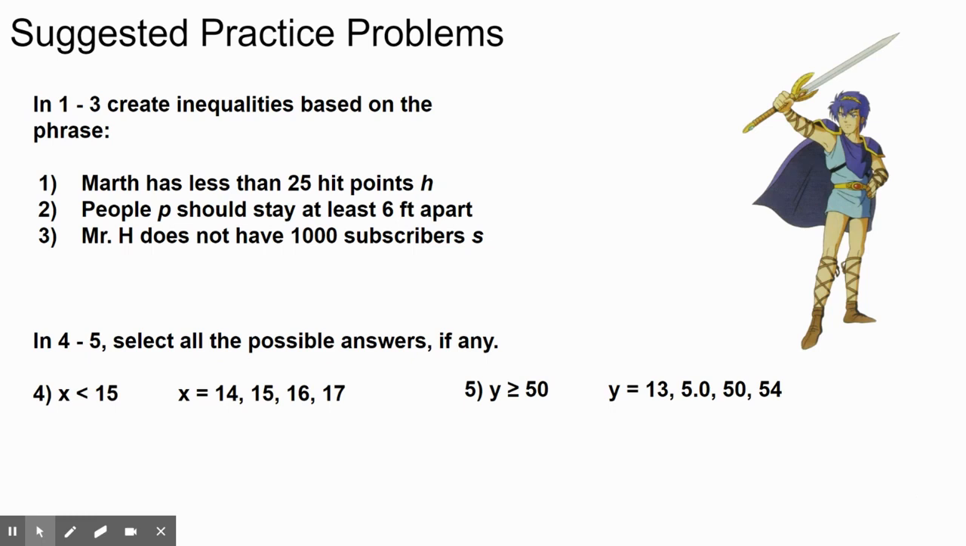4 through 5 is going to be more like example 2. You have an inequality. I've given you a few different numbers to test and see which ones are solutions and which ones aren't. Remember, there are more than there are listed there. But we're not going to worry about that. We'll keep it simpler for today.